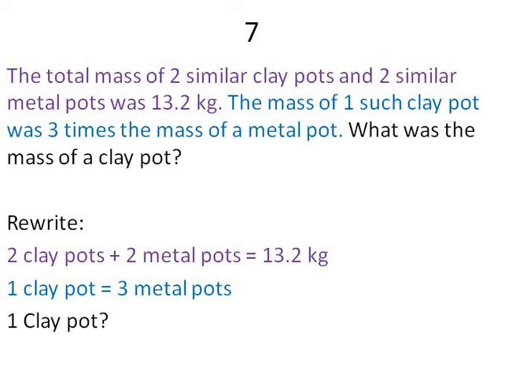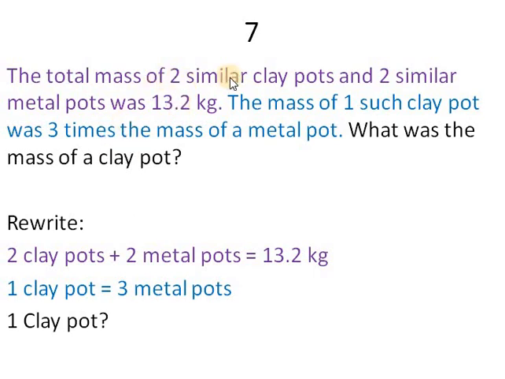So this one is about total mass, as we can read over here. The total mass of two similar clay pots and two similar metal pots was 13.2 kilograms. The mass of one such clay pot was 3 times the mass of a metal pot. The question was, what was the mass of a clay pot? As we can learn, it's better we read these sentences out loud, with focus. Sometimes you need to read slowly, and maybe repeatedly, so that you understand.